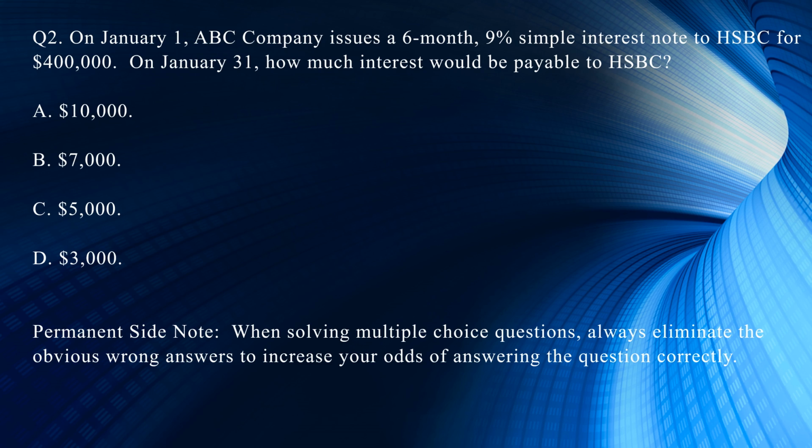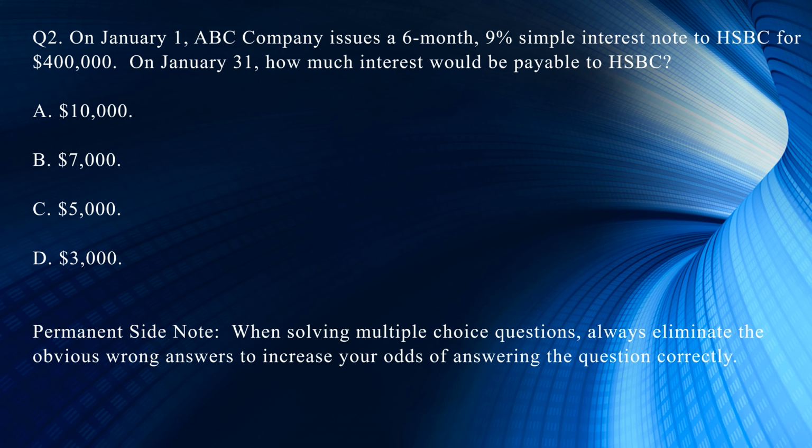Question number 2. On January 1st, ABC Company issues a 6-month 9% interest note to HSBC for $400,000. On January 31st, how much interest would be payable to HSBC? A, $10,000, B, $7,000, C, $5,000, or D, $3,000. Now, because we can't apply the process of elimination to these multiple choice questions because the answers are so closely related to each other, we're going to have to solve this question via a calculation.